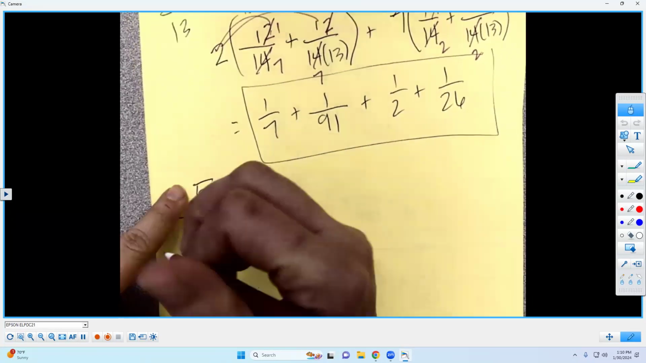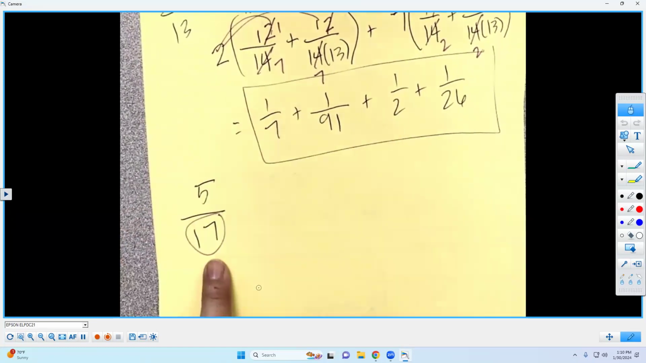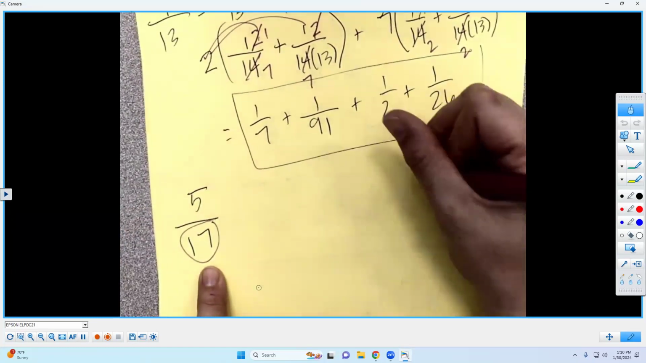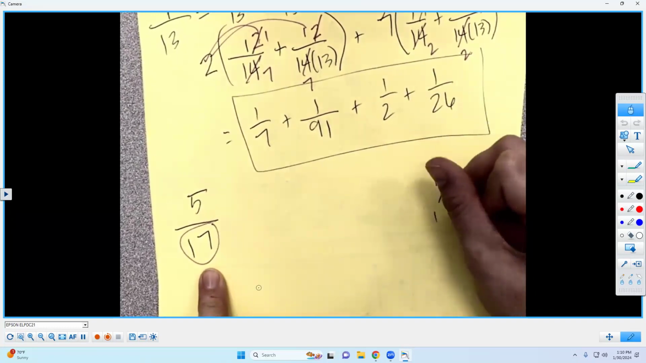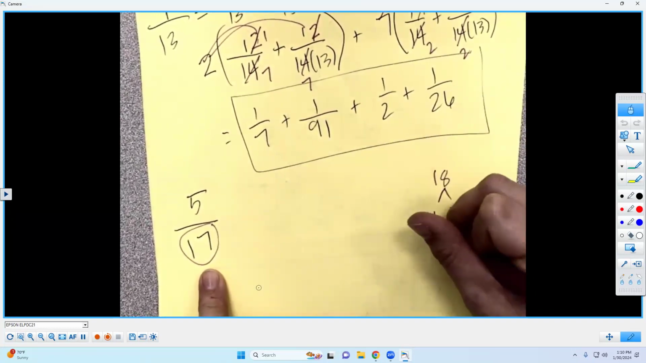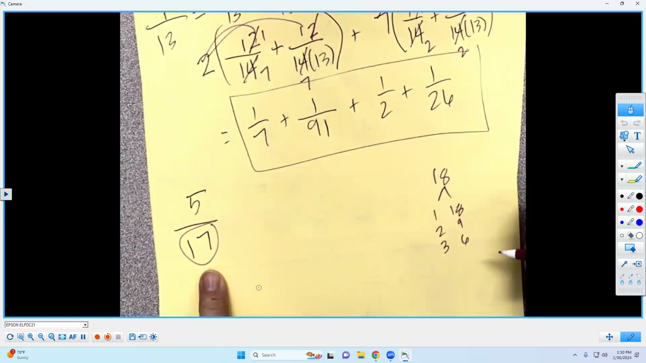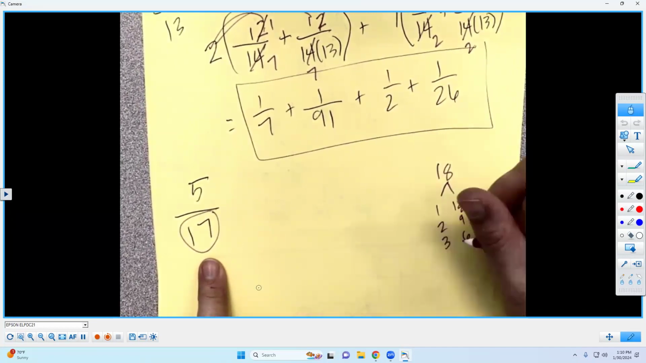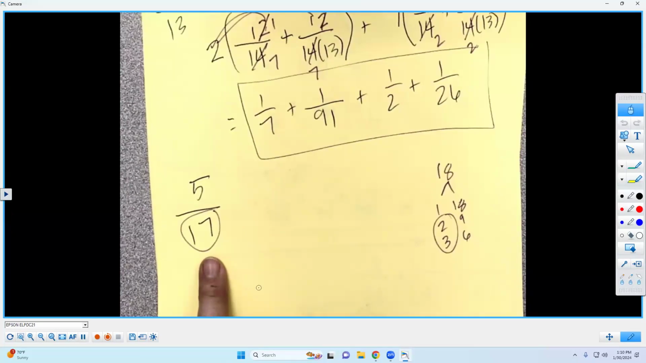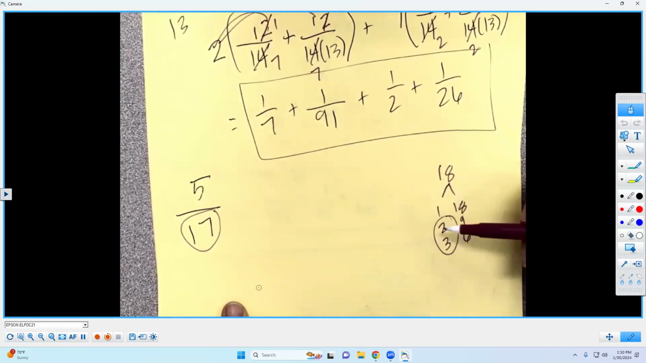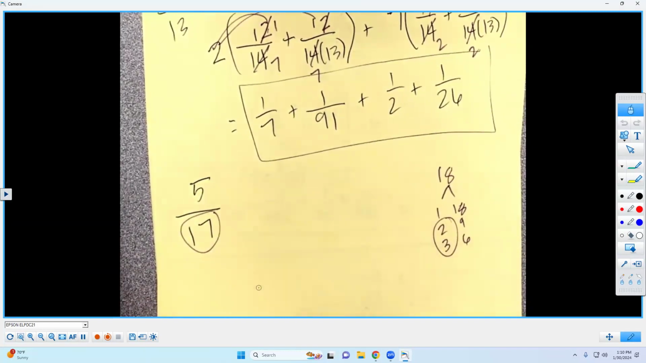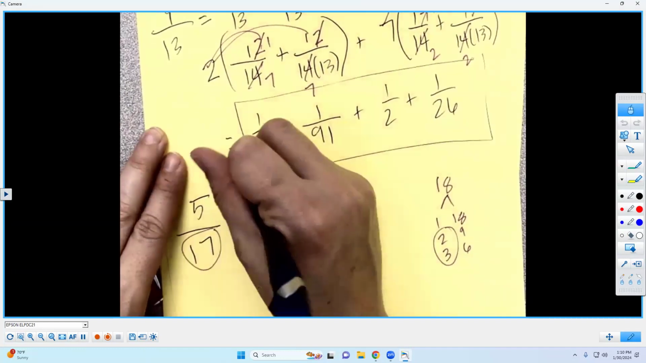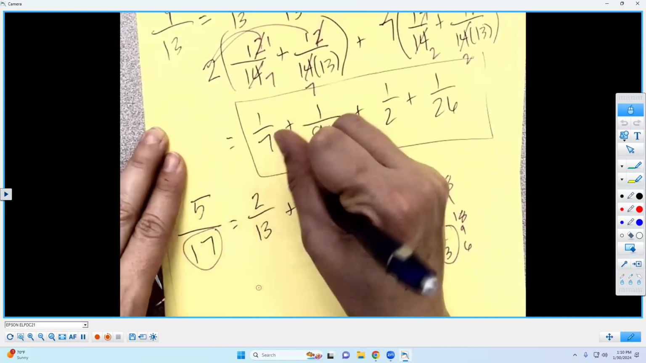Because the idea is the number I want to work with is not 17, it's n plus 1, which is 18. So I want to take 18. Factors of 18 are 1 and 18, 2 and 9, 3 and 6. You want to do the 2 and the 3, because 18 is divisible by all of these numbers. So you want to do any combination that adds to give 5. So I want to break up 5/17 into 2/17 plus 3/17.